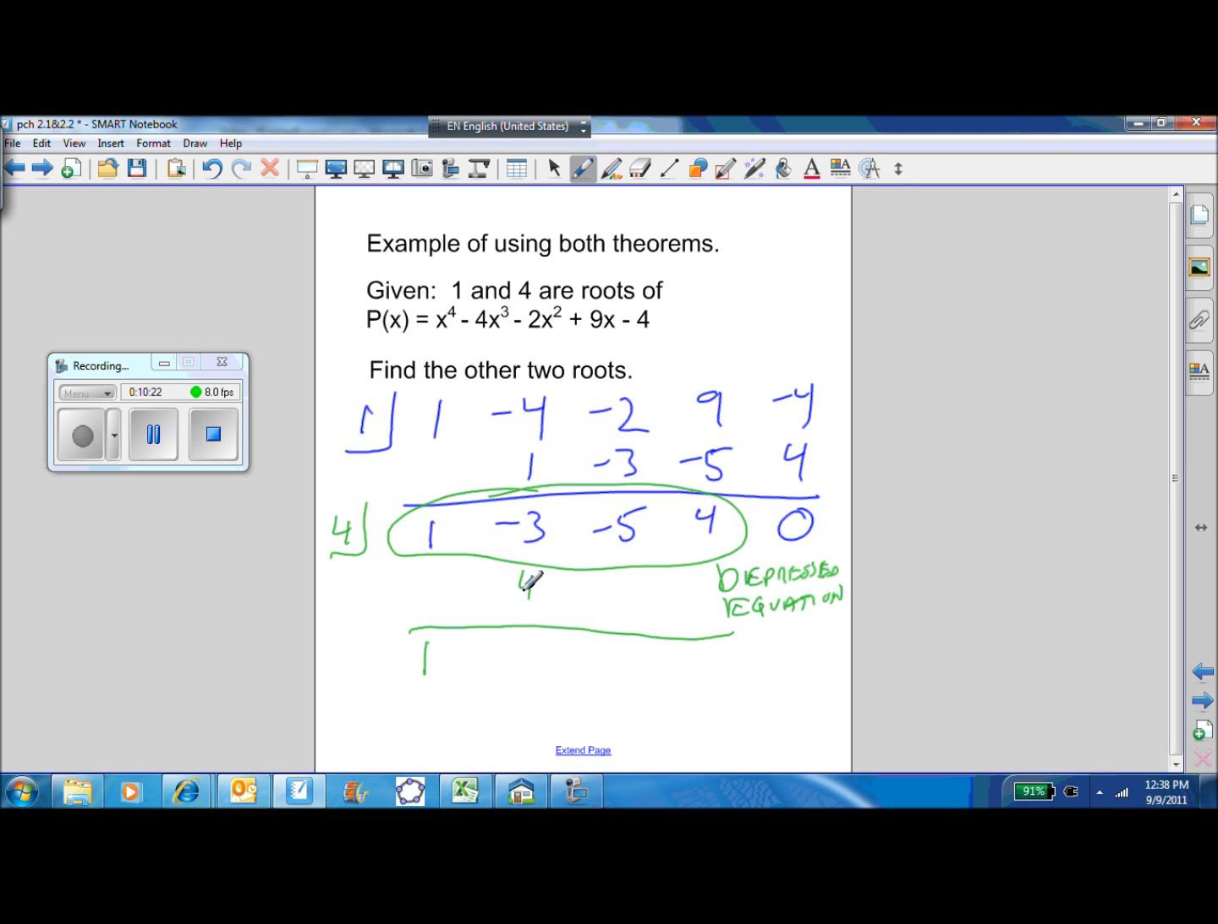1 times 4 is 4, negative 3 and 4 is 1, 4, negative 1, negative 4 is 0. And so now we have another. Let's call it the doubly depressed equation.